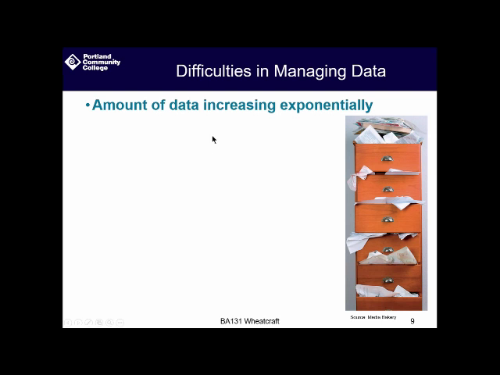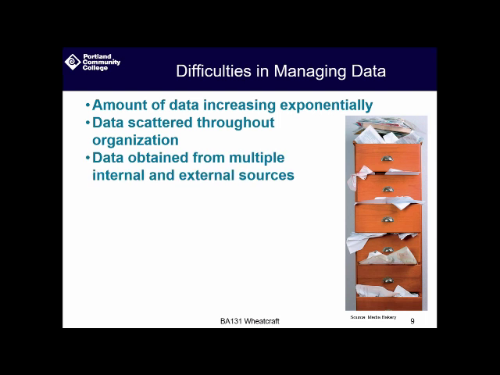Worse yet is that the amount each year is increasing exponentially. A linear increase would be, okay, it increases 10% each year. Exponentially means the first year it increases 10%, the next year it increases 100%, the next year after that it increases 1,000%. And so you can see it just explodes. This data is scattered throughout businesses within the organization, and it's coming from multiple sources, some internal, some external. So managing that is really complex and difficult.